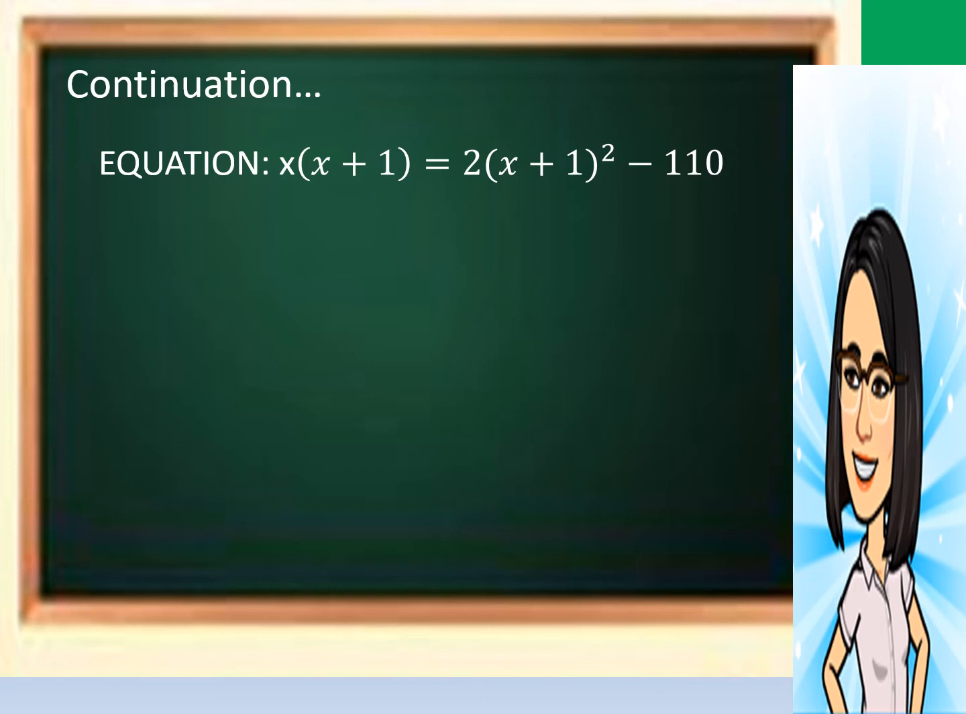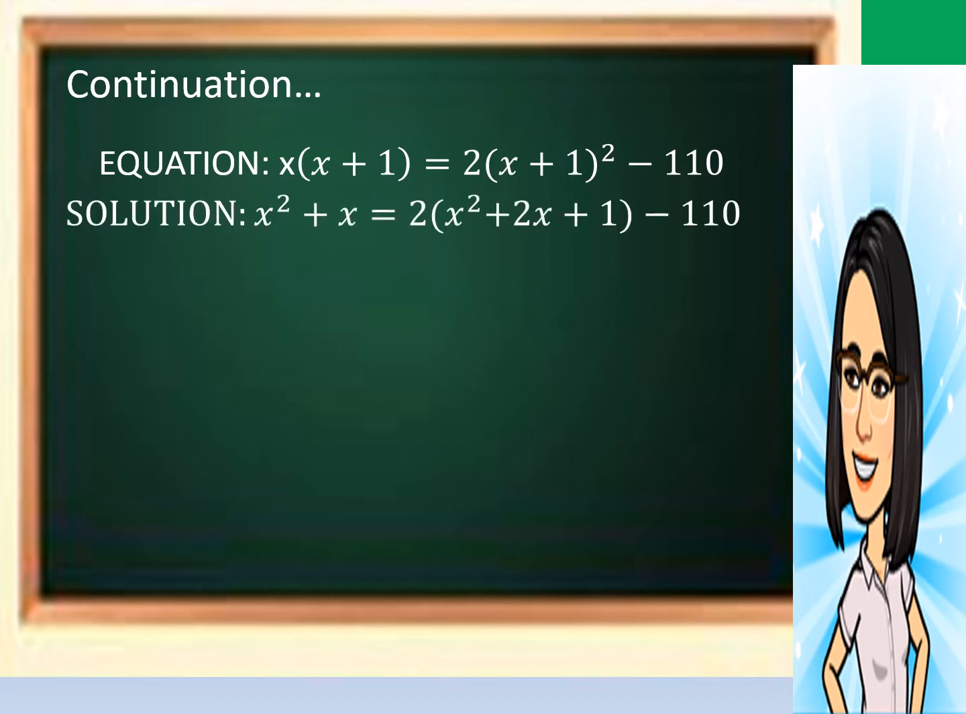So it will be x times the quantity x plus 1 is equal to 2 times the square of x plus 1 minus 110. Now, applying the distributive property, x times x is equal to x squared. x times 1 is equal to x. Then the square of x plus 1 is x squared plus 2x plus 1. Simplify this further using the distributive property. So 2 times x squared is 2x squared, 2 times 2x is 4x, and 2 times 1 is 2.